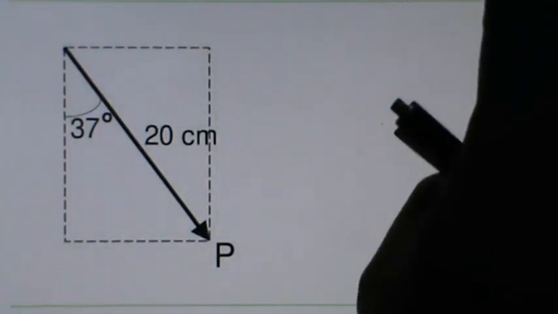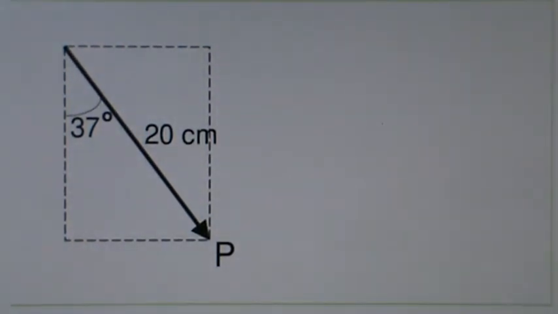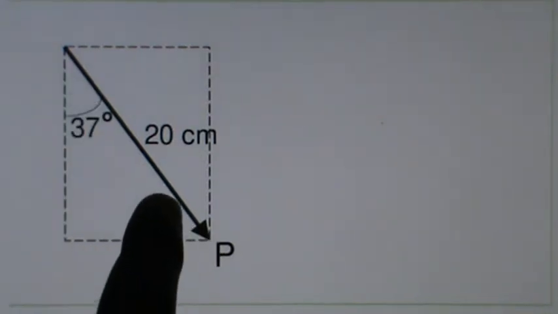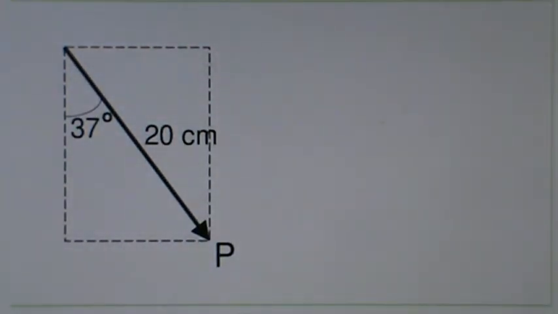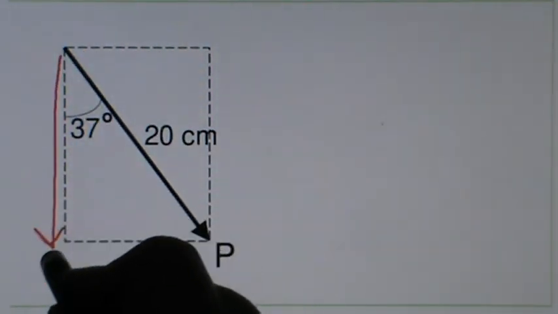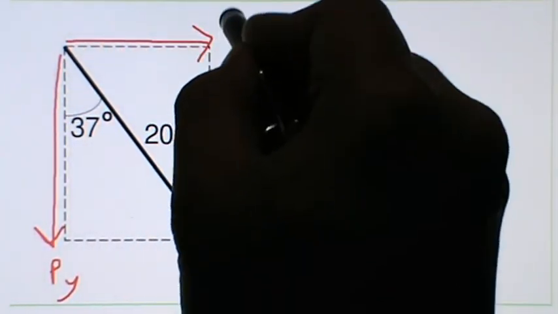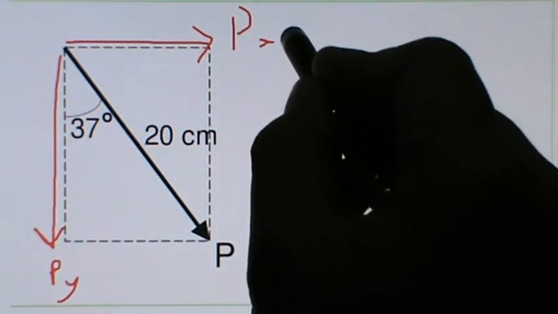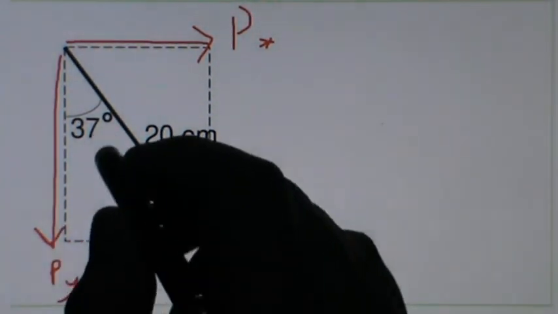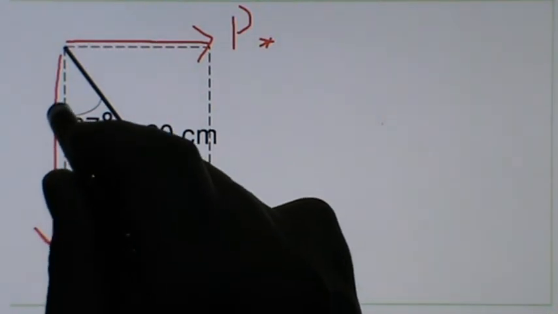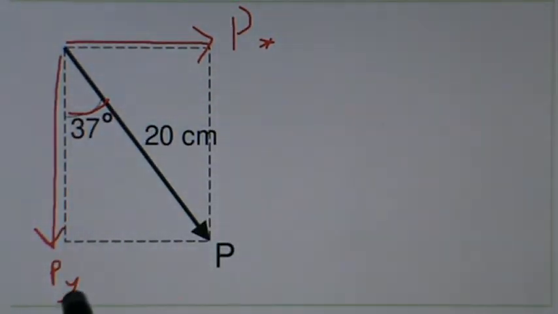Now we have the second example here. We have vector P, which has magnitude 20 centimeter, and the angle here is 37. So we are asked to find the value of Py and Px here. So be careful, because now the angle is between P and Py.